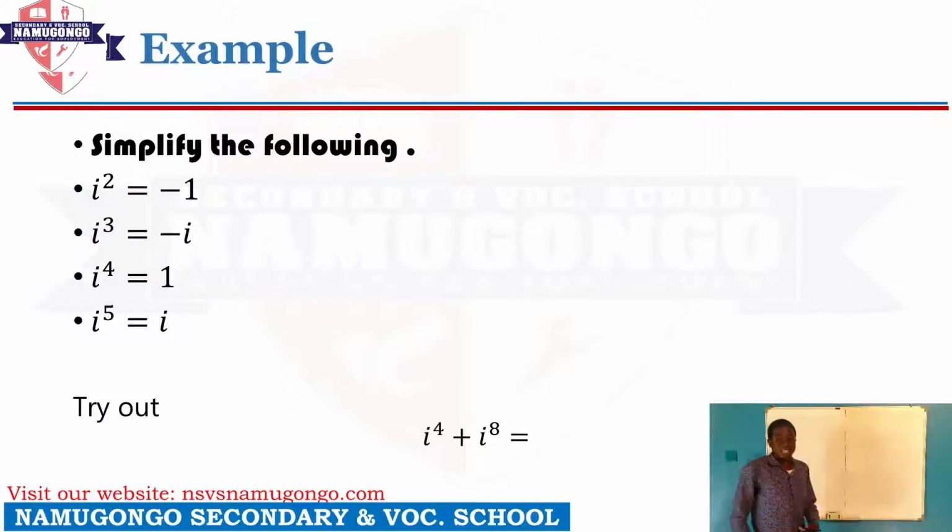So let's attempt these examples. The first one is telling us to simplify. They're telling us to simplify. And what are we simplifying? We're just beginning with the simplest. I want us to begin with i. What is i equal to?